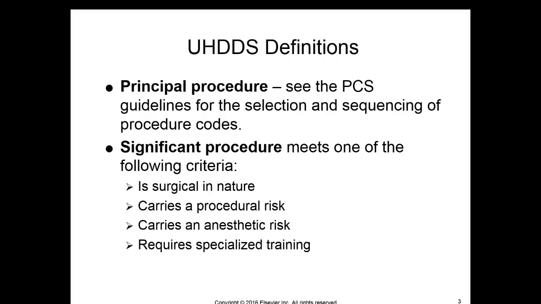If a procedure is performed for definitive treatment of both a principal diagnosis and a secondary diagnosis, then we are going to sequence the procedure that was performed for definitive treatment most related to the principal diagnosis as that principal procedure. If a procedure was performed for definitive treatment and diagnostic procedures were performed for both the principal diagnosis and the secondary diagnosis, we are going to sequence the procedure performed for definitive treatment most related to the principal diagnosis as the principal procedure.